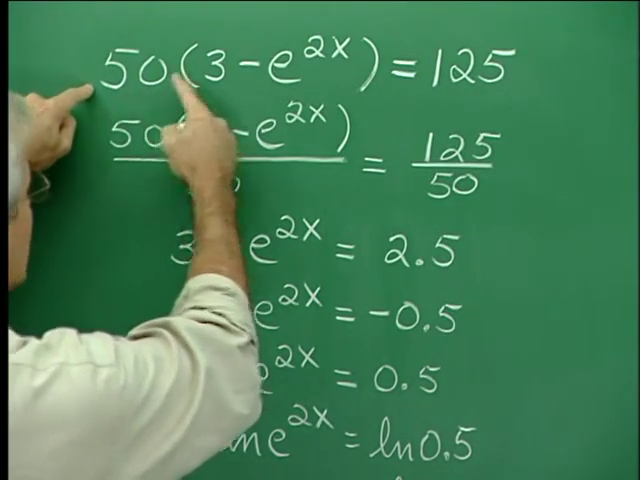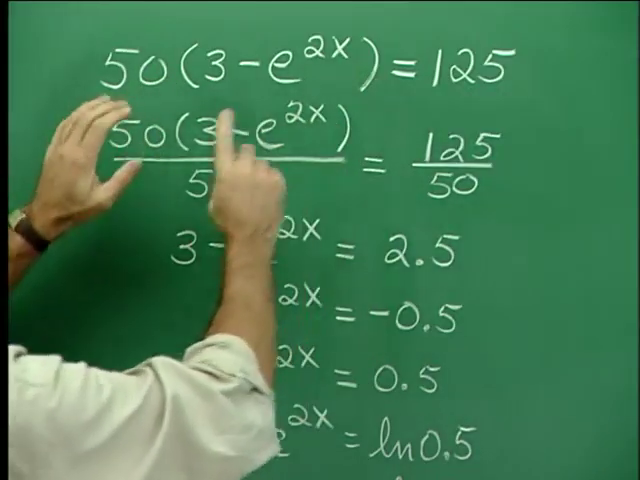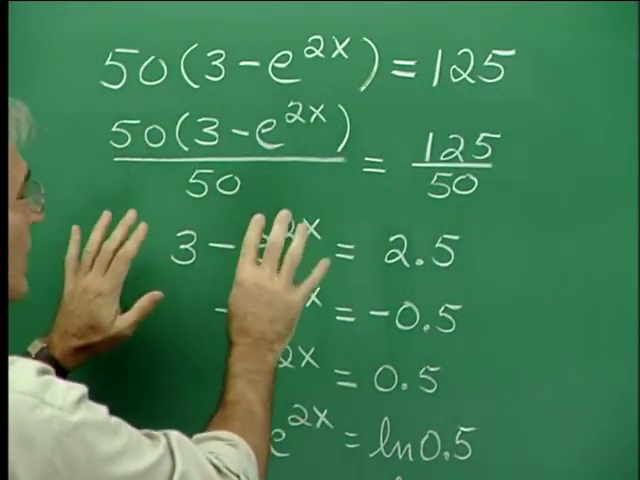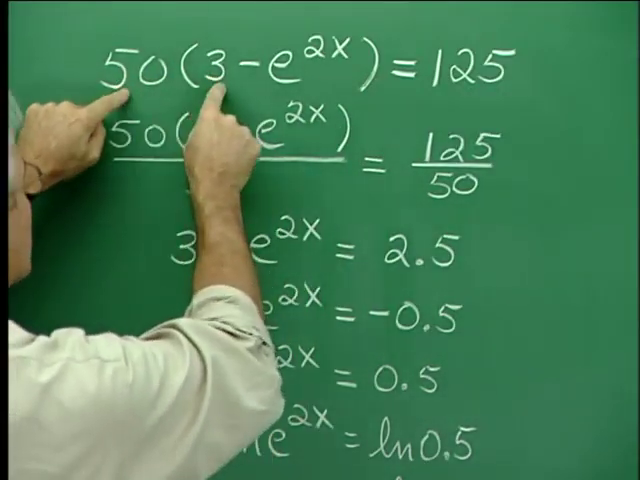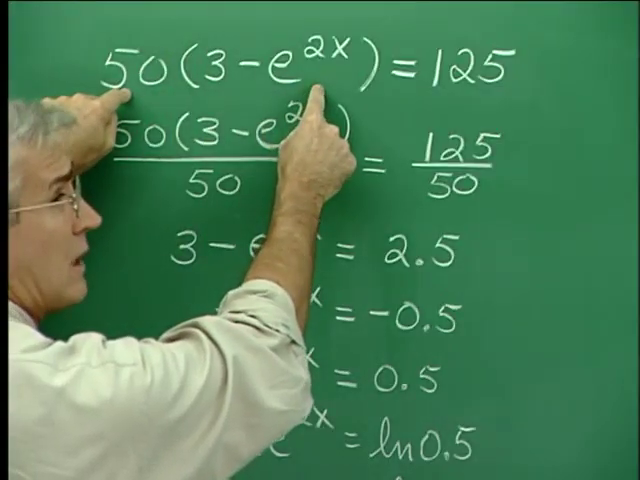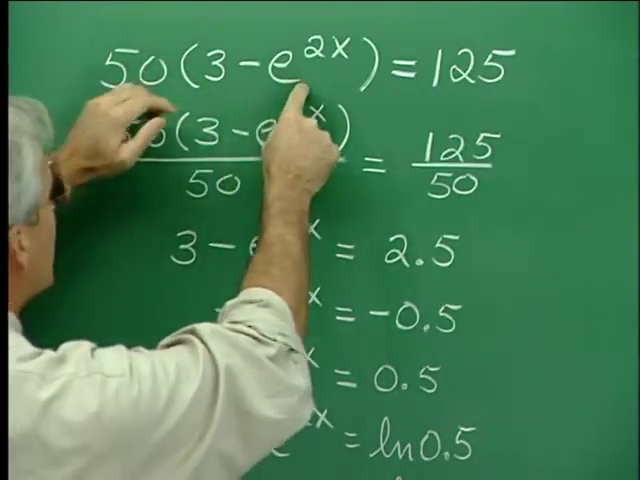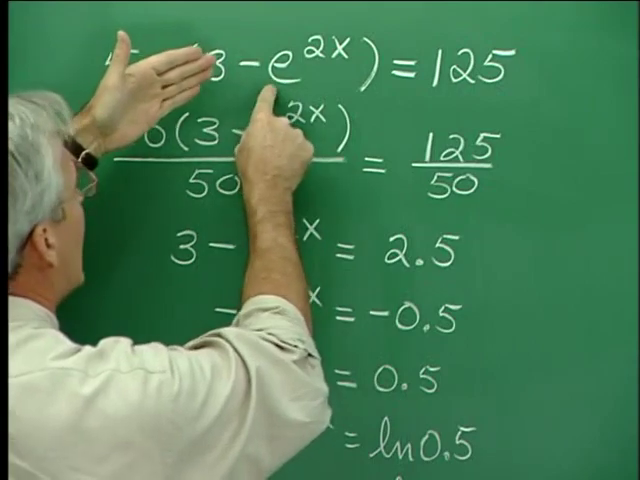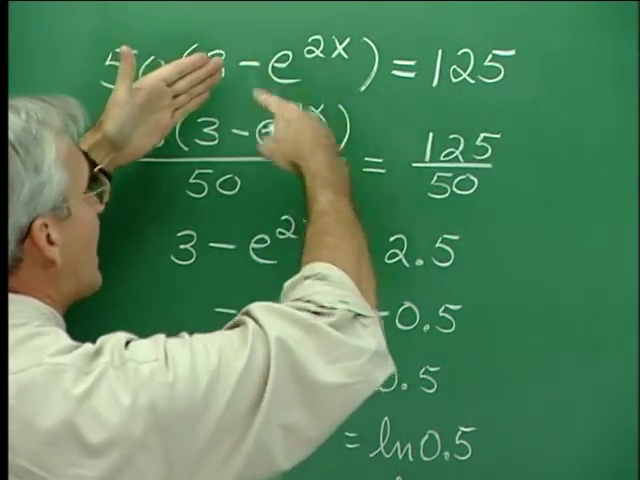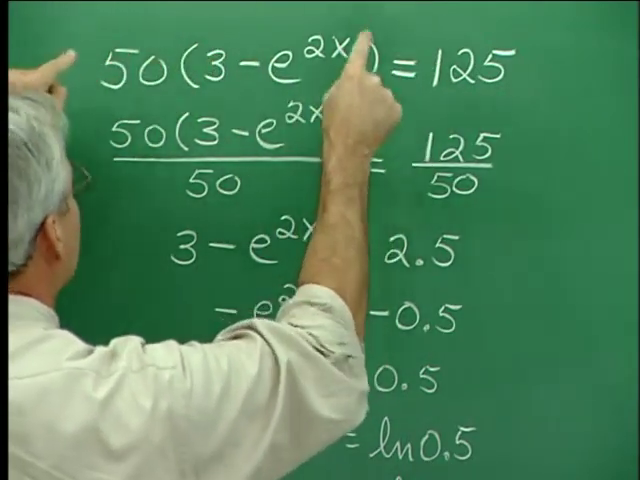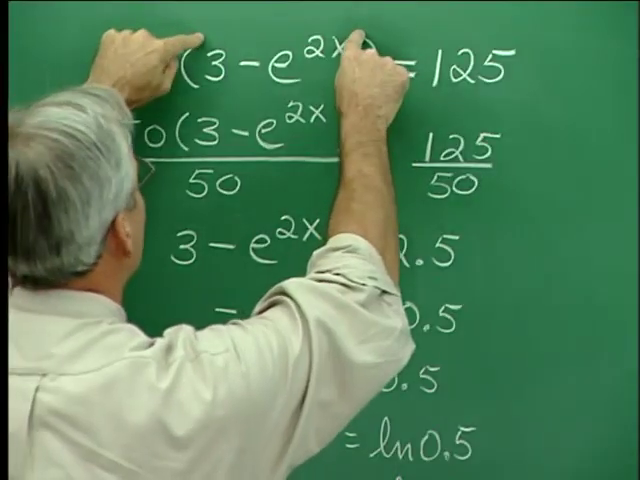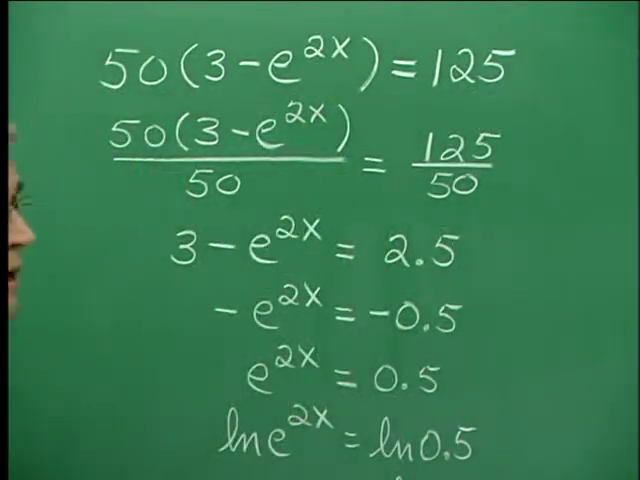And we see 50 times this binomial, and our first tendency from past experience might be to multiply 50 times the 3 and then 50 times this term as well. But if we multiply 50 times this term, then somewhere along the line we're going to have to divide by that 50. So why not divide by 50 right here? That will serve to isolate the binomial to begin with.